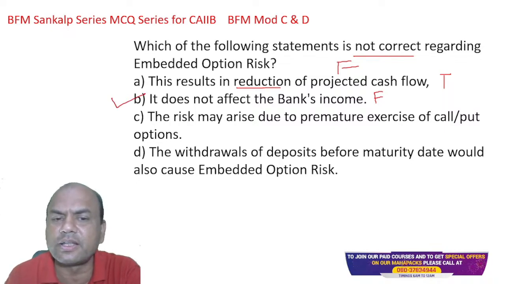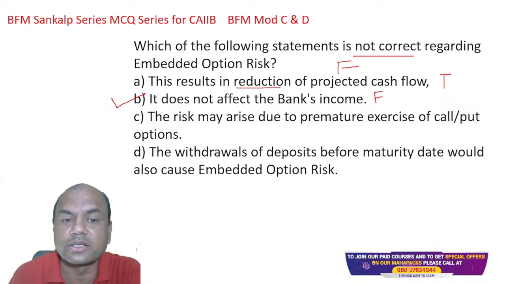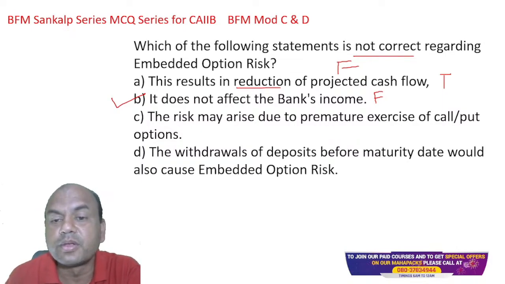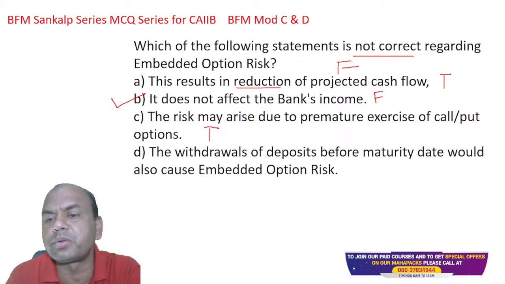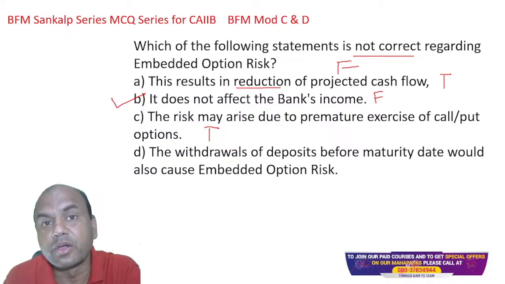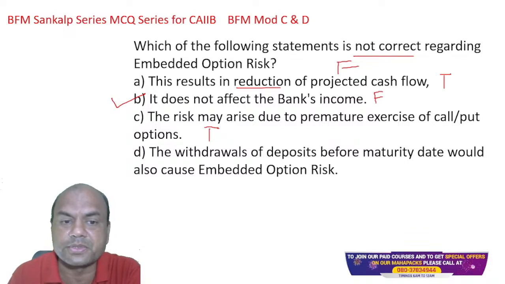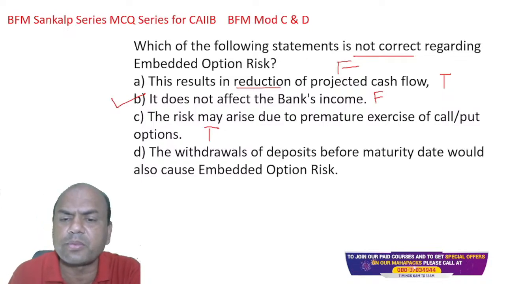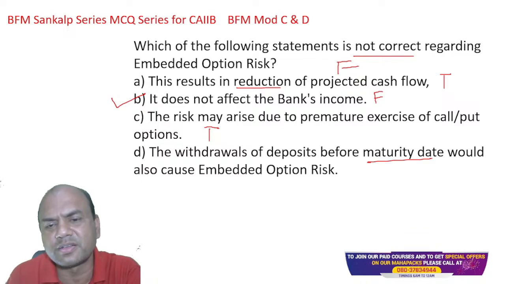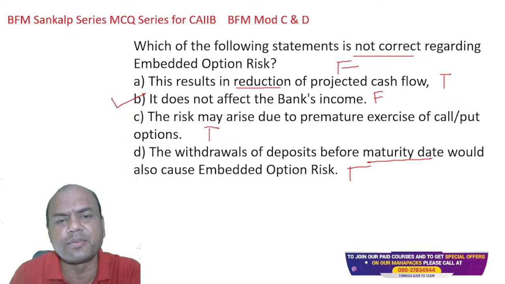Don't even look at C and D now because there's no option of all of these. If you want, I'll just go through it. Here, the risk may arise due to premature exercise of call put option. So that is true. What is call put option? Call put means the customer has a right to repay the loan or withdraw the cash. And D, the withdrawal of deposit before maturity date would also cause embedded option risk, isn't it? Just now we saw that. So that is also true. So that's why I said in the exam, don't even look at C and D. Immediately move on.